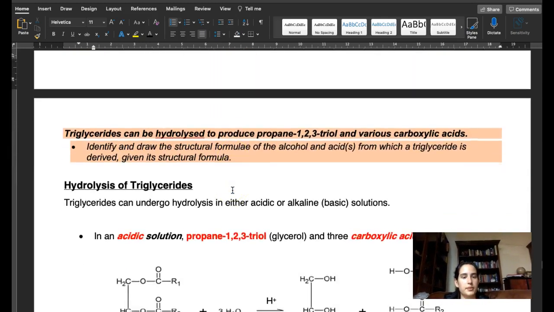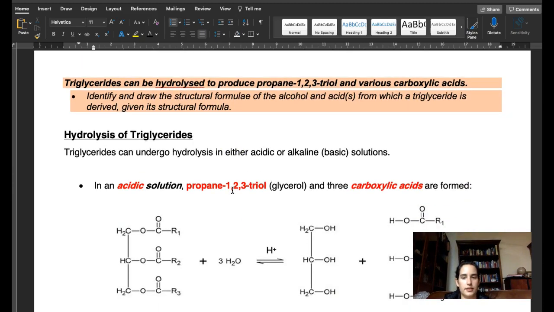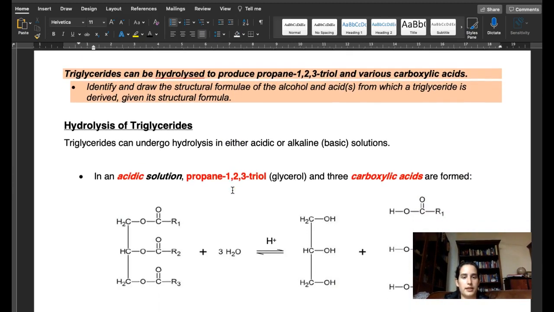Now, like esters, we can also hydrolyze triglycerides, and so we can break them up into their constituent molecules. If we hydrolyze triglycerides in acidic conditions, we're going to break them up into glycerol, or propane-1,2,3-triol, and into 3 carboxylic acids.